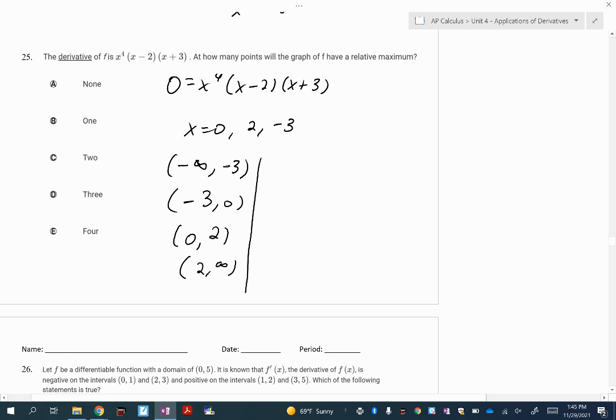All right, do my sign analysis for this first derivative so I can make my conclusions. If I plug in negative 4, the fourth power is a positive. Negative 4 minus 2 is a negative, so that's still a negative right now. Negative 4 plus 3 is a negative, times a negative is a positive. Plugging in negative 1, I get positive times a negative, which is a negative, and negative times a positive is a negative.